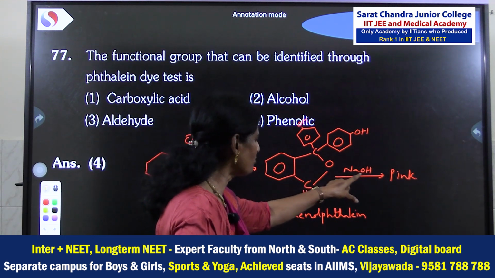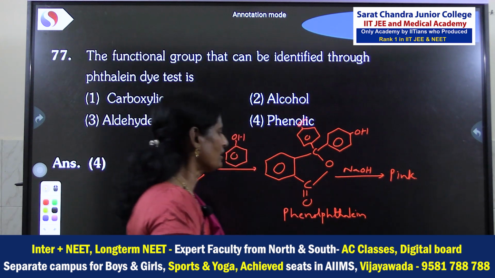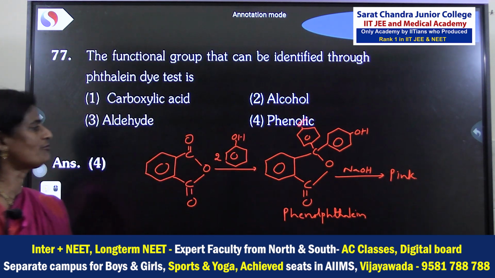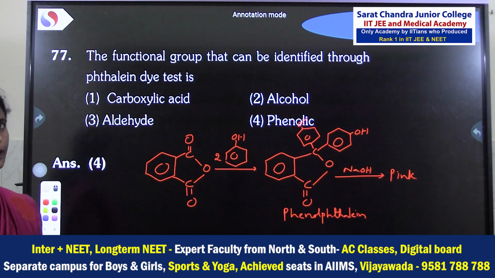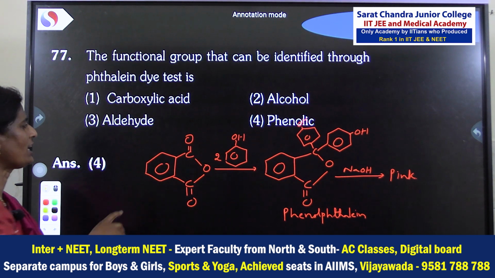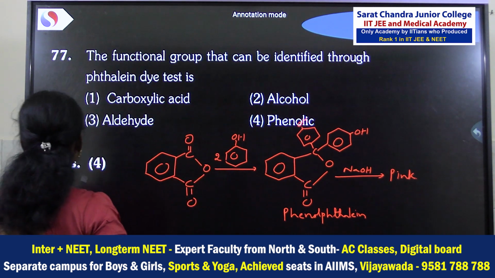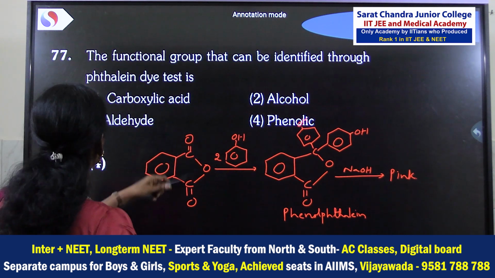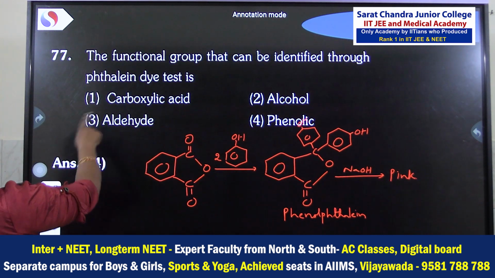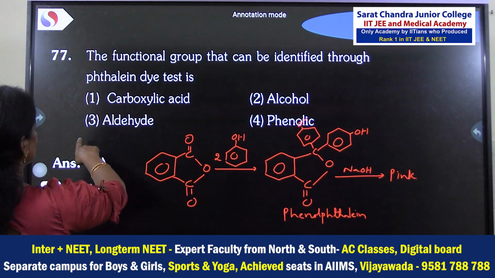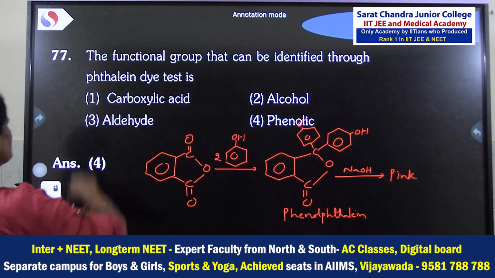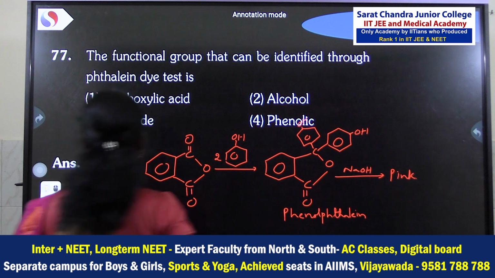When it is treated with base, it gives pink color. But in the presence of excess base, the pink color disappears. In that way, we can identify the phenolic group. So the correct option is the fourth one. We are not able to identify carboxylic acid, aldehyde or alcohol by using the phthalein dye test.